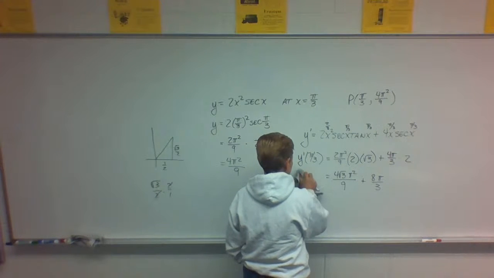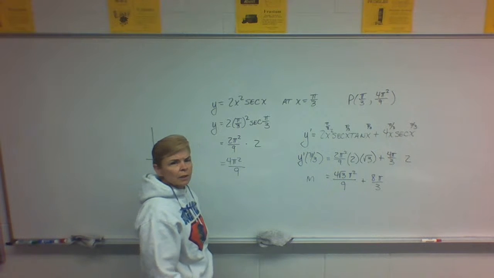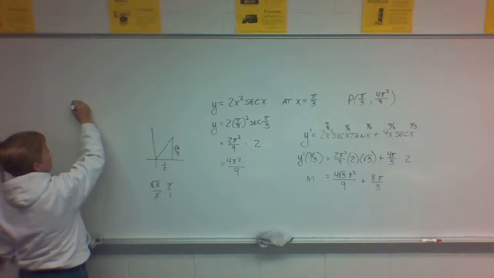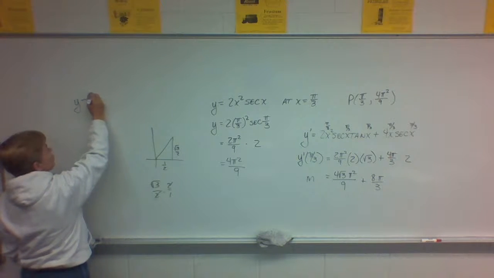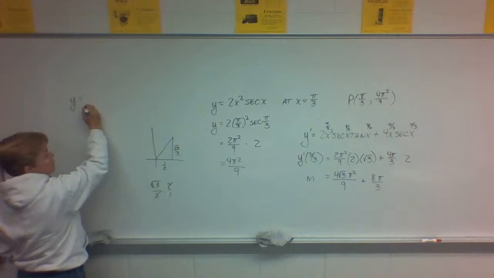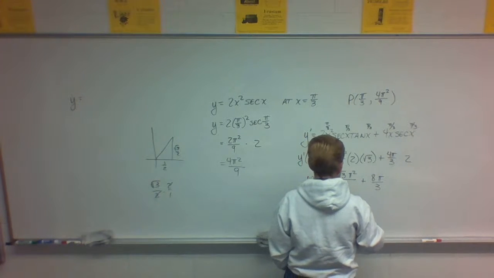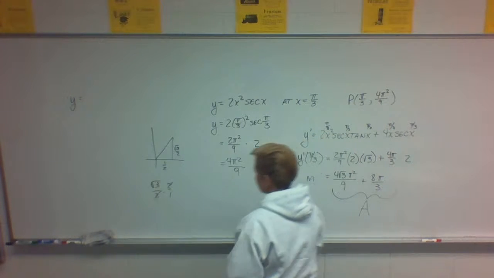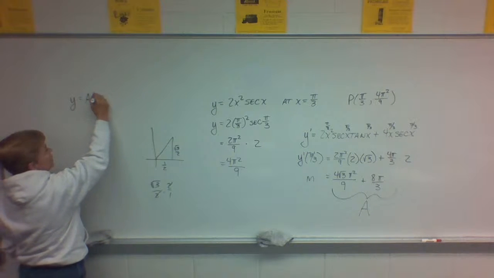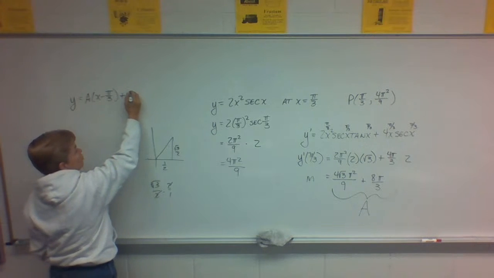So y prime of pi thirds, we've got that right here. I'm going to call it m so that we can remember when we write the line what we're doing. I'm going to go ahead and solve for y as I do this. So it's going to be y equals the slope, which I would store in something. What are you going to store it in? A. So we're going to call that A. So when you go to figure this out, it's going to be y equals A times x minus pi thirds plus 4 pi squared ninths.